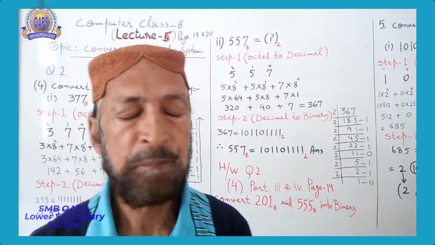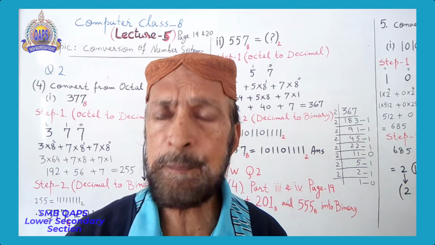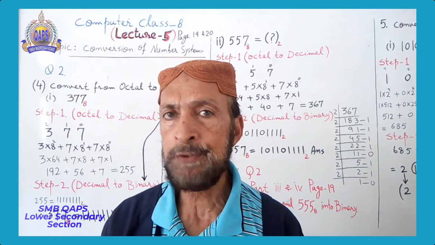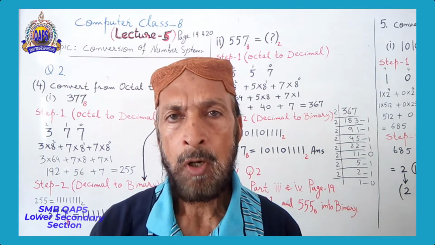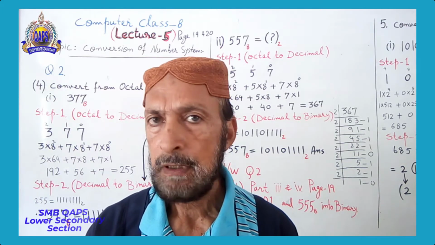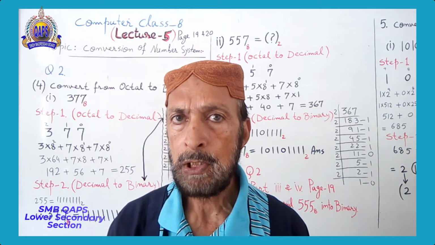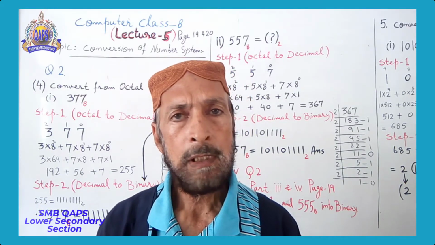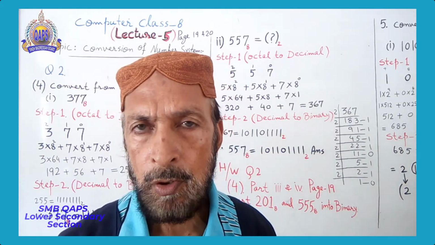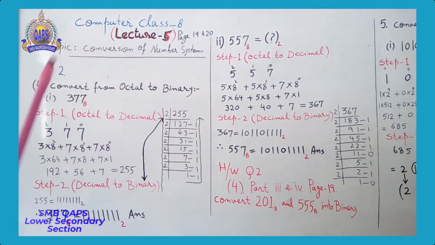Answer is that, because the base power of octal number system is 8. I told you many times, octal is a Latin word and octal means 8. That's why when we will convert octal into decimal, we will multiply it by 8. Pay your full attention on the conversion.